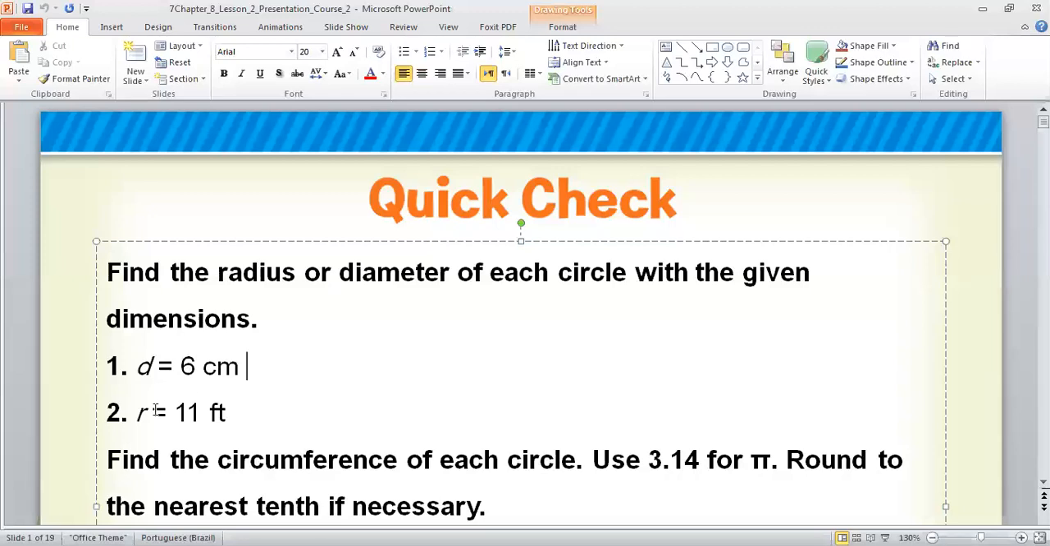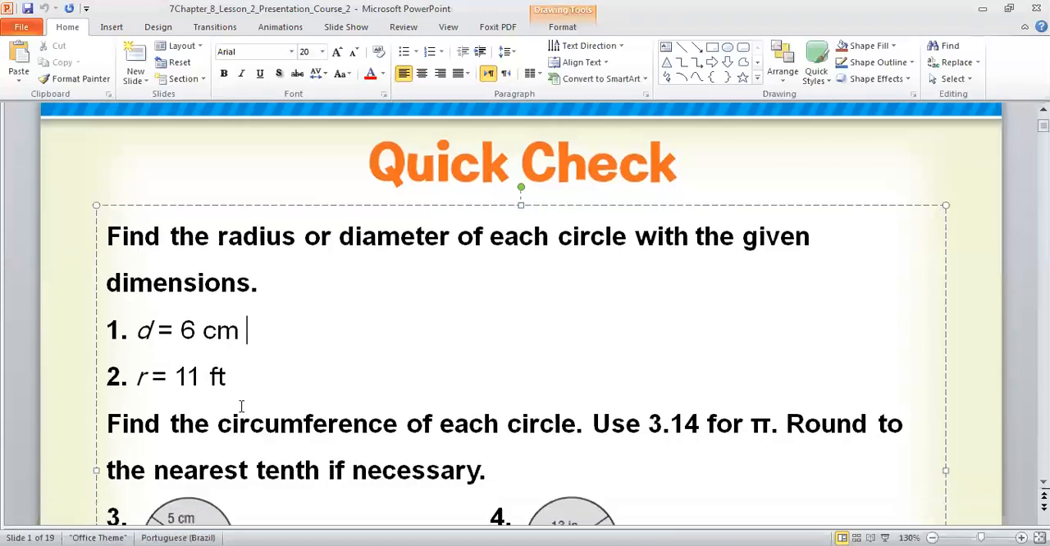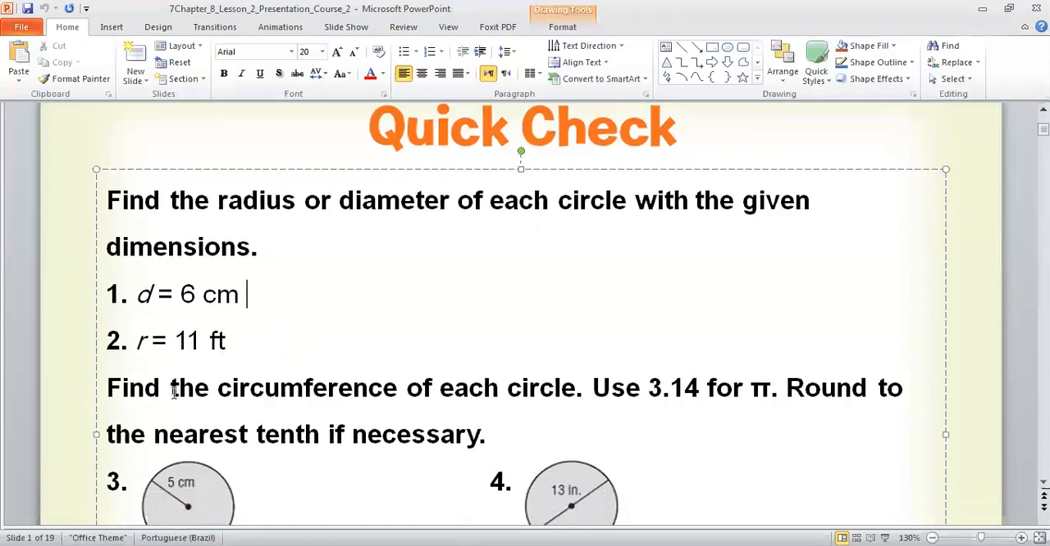In number 2, he gives me the radius is equal 11 feet. So what is the diameter in this case? 22. We will multiply by 2, yes. So if I multiply 11 by 2, Faisal, it equals 22. If he gives me the diameter, I will divide it by 2. If he gives me the radius, it will be multiplied by 2.